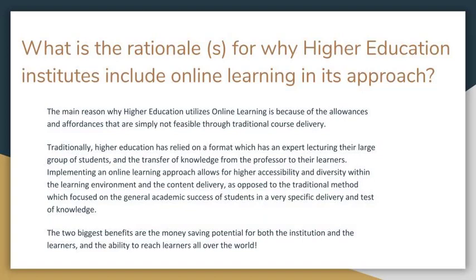What is the rationale why higher education institutes include online learning in its approach? The main reason is because of the allowances and affordances that are simply not visible through traditional course delivery. Traditionally, higher education has relied on a format which has an expert lecturing their large group of students and the transfer of knowledge from the professor to their learners.